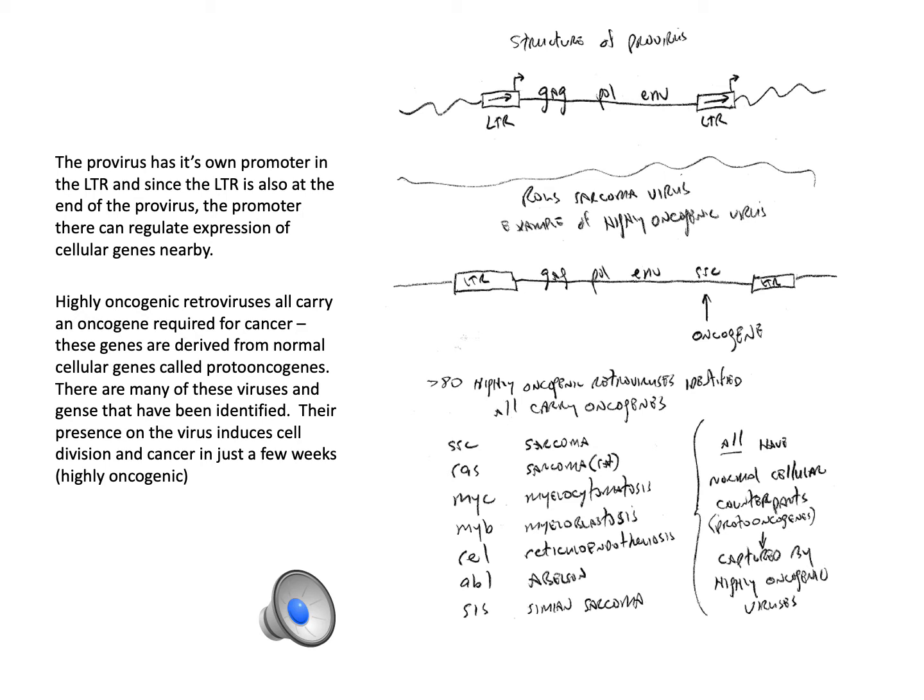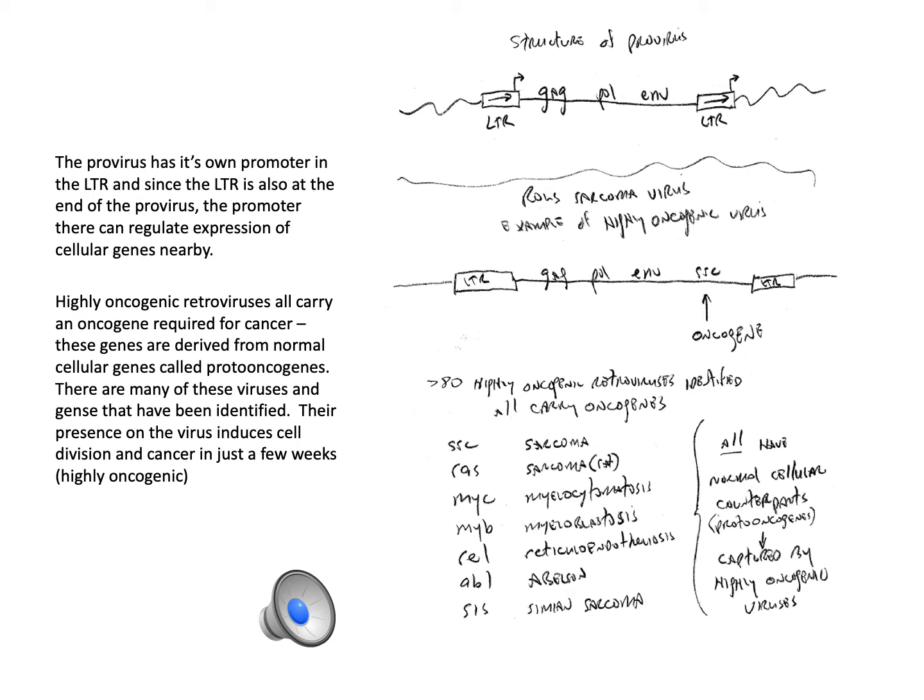So, for example, RAS, we'll see later, RAS is a normal gene in the cell, doing something important having to do with cell metabolism or cell division. Maybe controlling cell division in some way, normally.